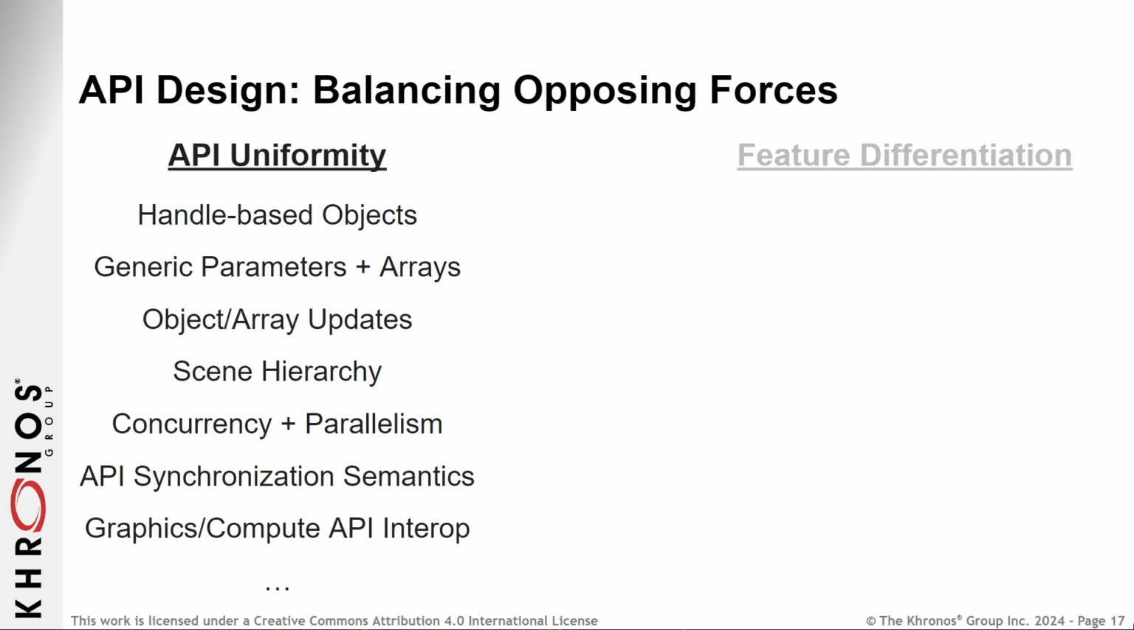So on the API uniformity side, things like what do objects look like? They're based on handles. How do you parameterize them? How do you express array data in memory? How do you express the ownership of that? There's the actual scene hierarchy that you, as an application developer, share with an Anari backend, concurrency, parallelism, all of those things. These are the things that we believe that nobody really needs to do differently, so this is what we want to standardize on.